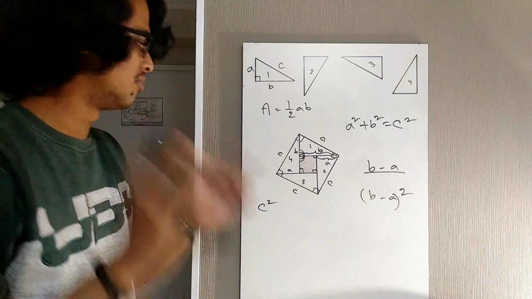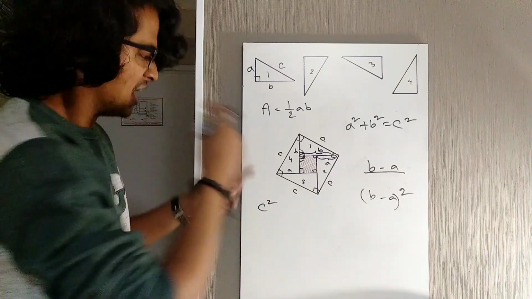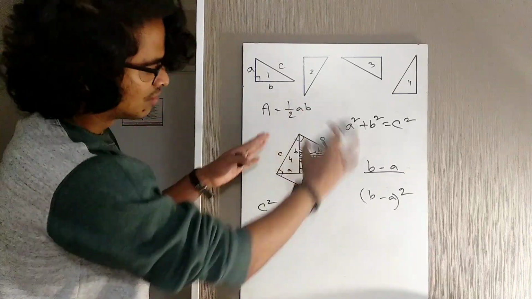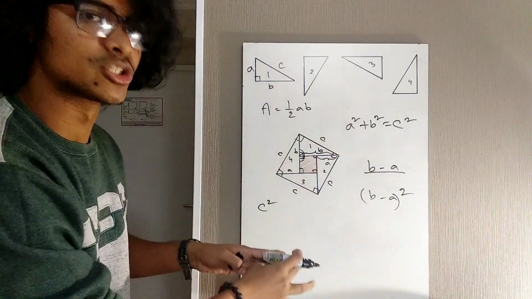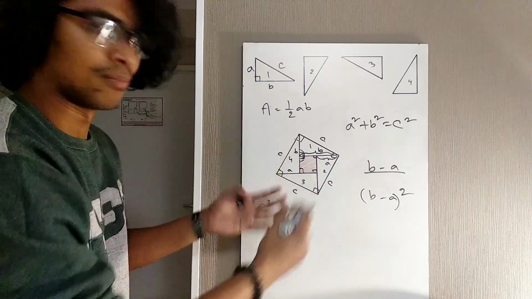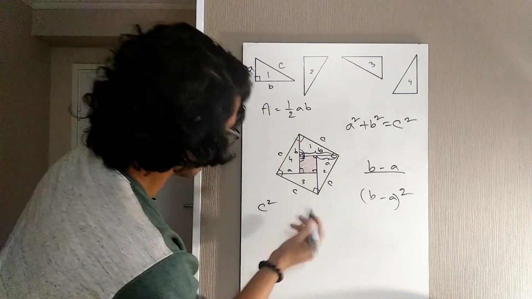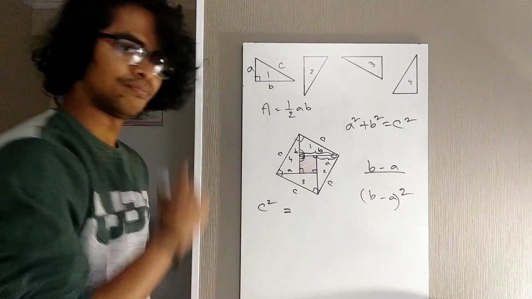Now we'll make a very simple observation. The observation is that if we combine the area of this small square with the area of all the four triangles, we're going to get this bigger square, right? So we're going to write an equation. What will be the equation? What is the area of the bigger square, which is c square? You already wrote it here. So c square is equal to what?